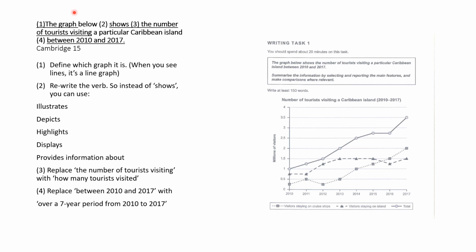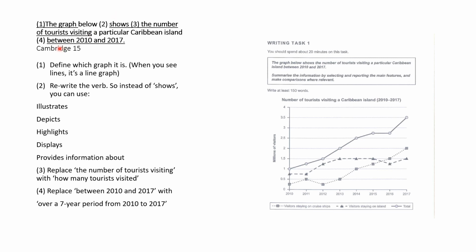The second step, we should paraphrase the verb shows. Instead of the verb shows, we can use illustrates, depicts, highlights, displays, and provides information about. Then we paraphrase the third element, the number of tourists visiting. We can replace it with the phrase how many tourists visited.